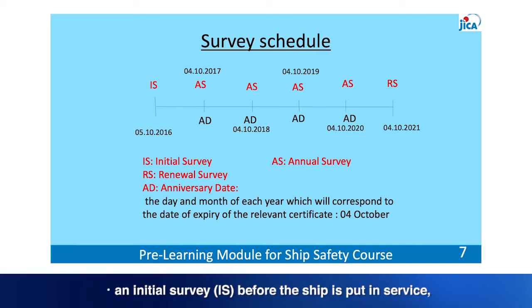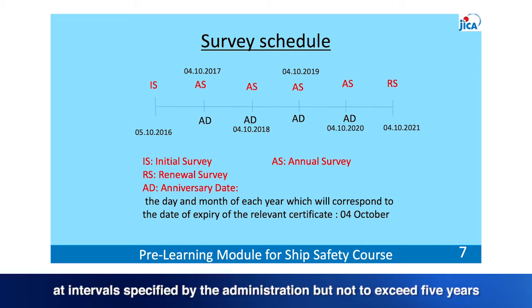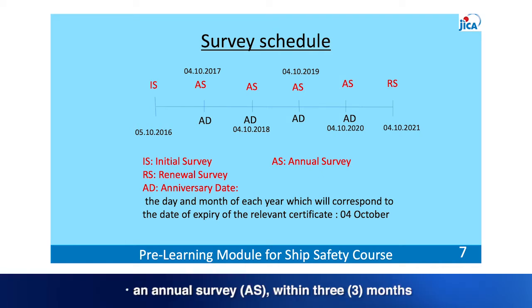An initial survey, IS, before the ship is put in service, which shall include a complete inspection of its structure and equipment to issue the International Loadline certificate. A renewal survey, RS, at intervals specified by the administration, but not to exceed 5 years. An annual survey, AS, within 3 months, before or after each anniversary date of the certificate.